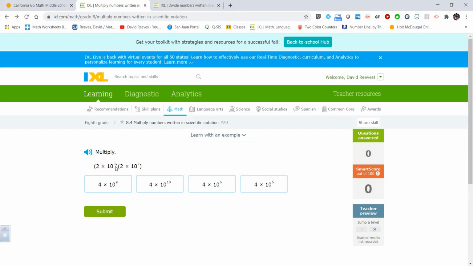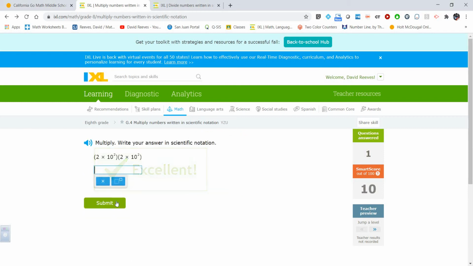So we have 2 times 2 is 4. You'll notice all the coefficients are 4. And then 3 plus 2 is 5. So we are looking for 4 times 10 to the 5th for that first answer. Most excellent.